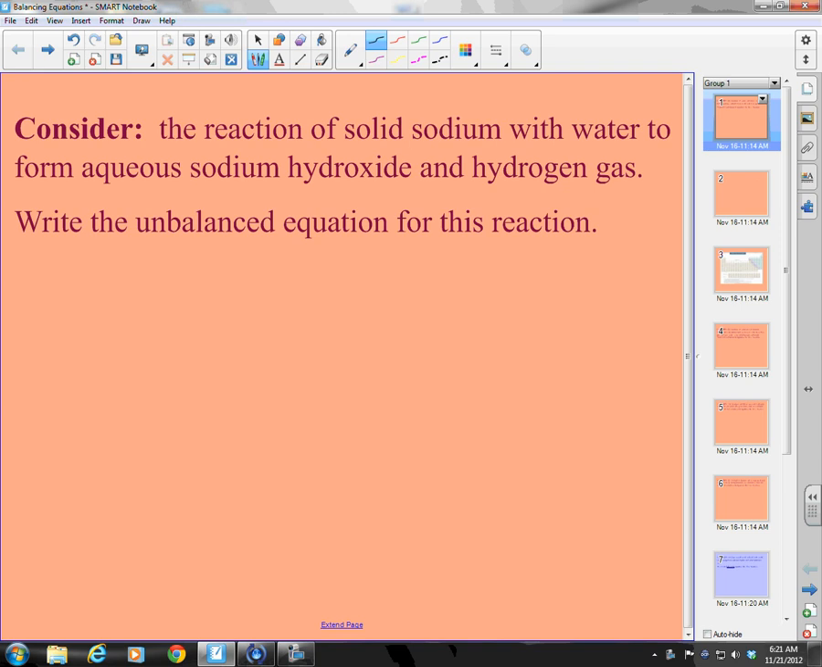So let us start here. Consider the reaction. Okay, I have a reaction of solid sodium with water to form aqueous, yikes, that's a new word, sodium hydroxide and hydrogen gas, right? The unbalanced equation for this reaction. All right, I think we need some notes.